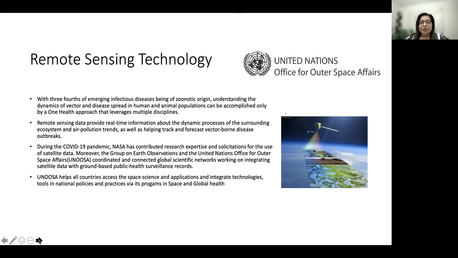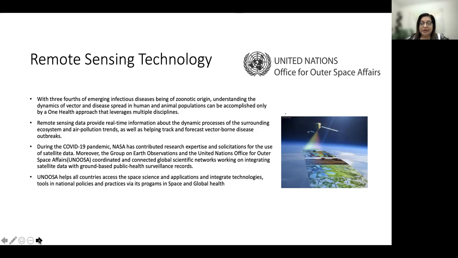Another area is remote sensing technology, with three quarters of the emerging infectious diseases being of zoonotic origin. Understanding the dynamics of vector and disease spread in human and animal populations can only be accomplished by a One Health approach. So remote sensing data provides real-time information about dynamic processes of the surrounding ecosystem or air pollution trends, as well as keeping track and forecasting vector-borne disease outbreaks.